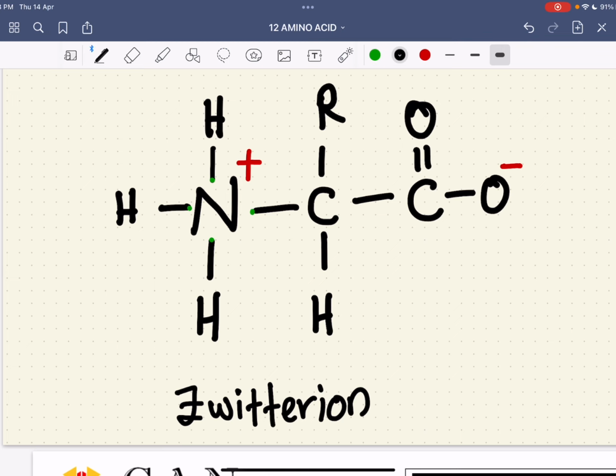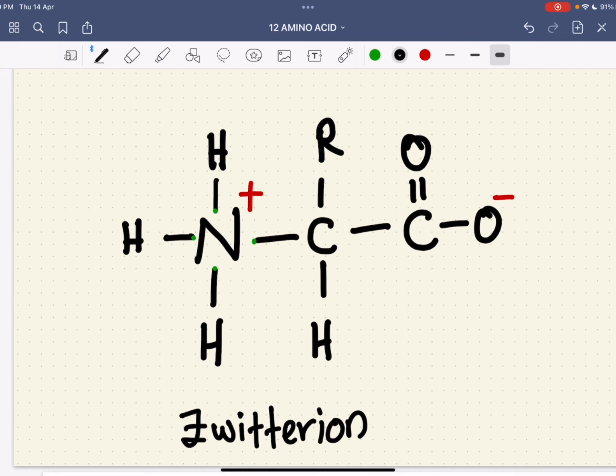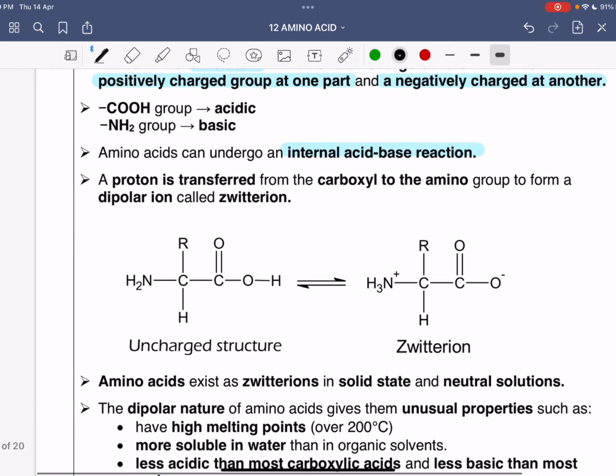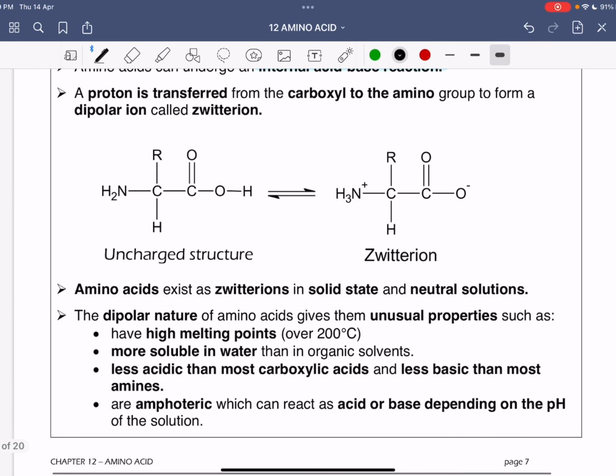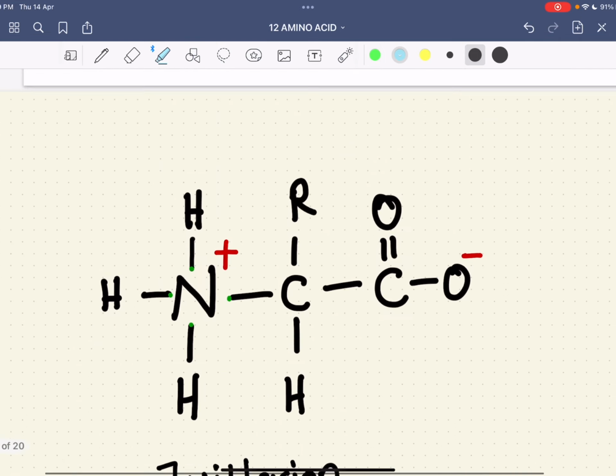Internal means it happens inside them. The H plus from the COOH moves to the amino part next to it. Internal, among them only, not from another compound. So this is zwitterion, as I told you. And fun fact, this zwitterion exists in the solid state, and in neutral solution.